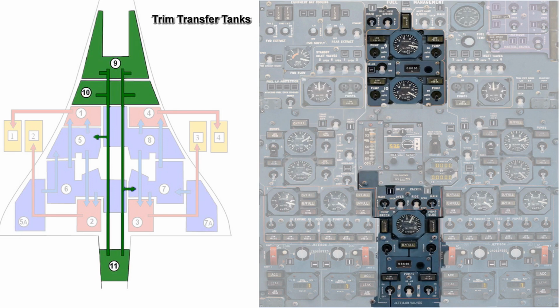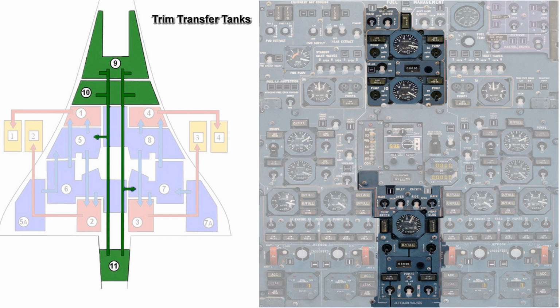Next, we get to kind of the unique and distinguishing feature of the Concorde fuel system, and that's the trim transfer tanks. There's tank 9 at the very front of the aircraft, tank 10 right behind it, and tank 11 way at the back of the aircraft behind the delta wing. And these tanks are used to move the center of gravity of the aircraft back and forward throughout the flight envelope. And they are fortunately located properly on the panel, in terms of their location on the panel is the same as where they are on the actual aircraft.